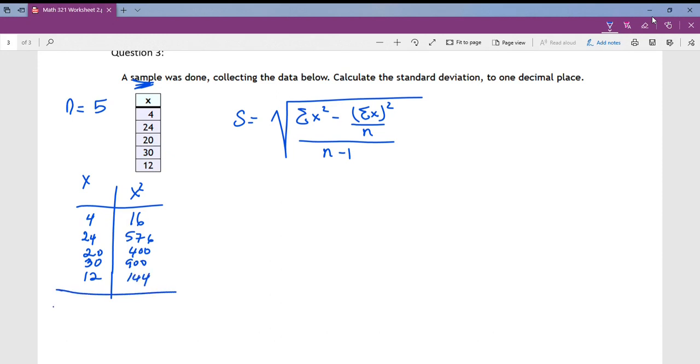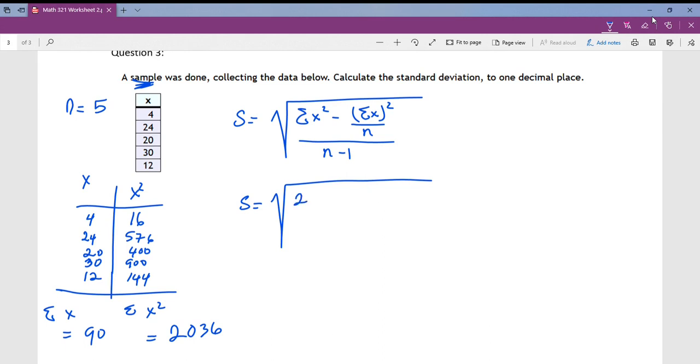Now I'll have to find the summation of x and the summation of x squared. On the left, I have the summation is 90. On the right, I have the summation is 2036. Please double check my work, make sure everything's right. And now we can use the formula to find our sample standard deviation. We have s is equal to the square root of the summation of x squared, which is 2036. We're going to plug in the summation of x, which I know that's 90. The sample size is 5, and we'll divide the whole thing by 5 minus 1.